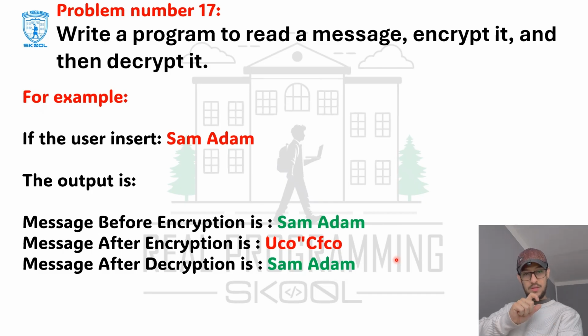We move each character 2 steps forward. And when we want to get the original message, we apply minus the encryption key, which means move backward 2 steps to retain, or display, the original message, which is Sam Adam. Message after decryption is Sam Adam.